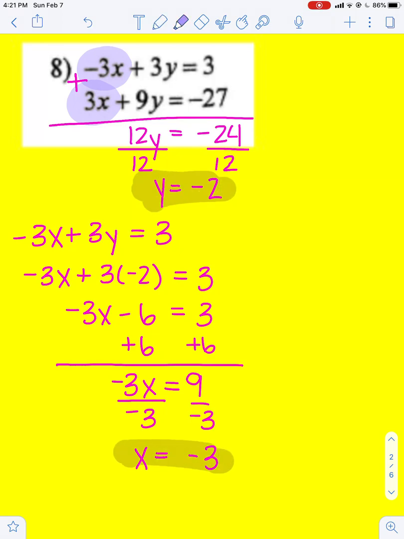So I have y is equal to negative 2 and x is equal to negative 3. So that gives me the coordinate point negative 3, negative 2 as my answer.